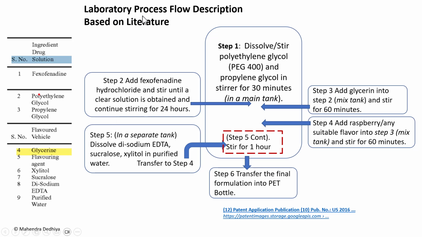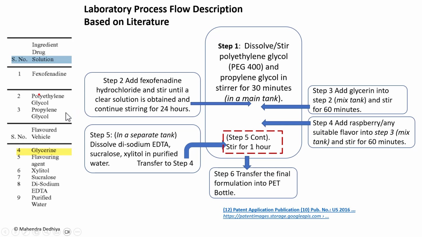The laboratory process flow diagram is based on literature. The first step involves dissolving polyethylene glycol and propylene glycol, stirring for 30 minutes. So this kind of process can easily be accommodated in a glass beaker on a hot plate with a magnetic stirrer. Add fexofenadine hydrochloride and stir until a clear solution is obtained and continue stirring for 24 hours. This is reasonable for a laboratory process.